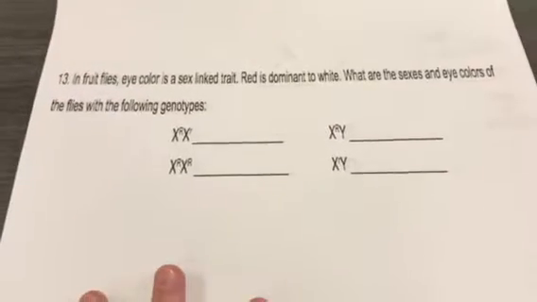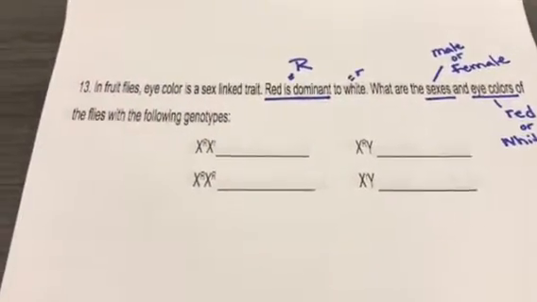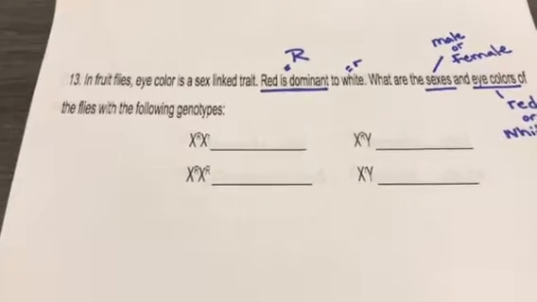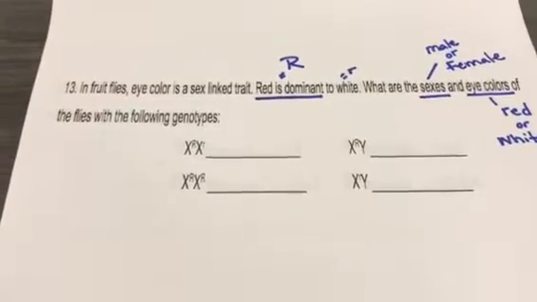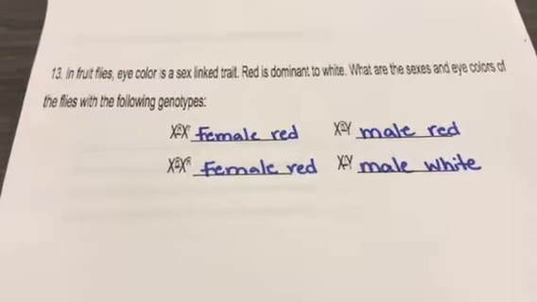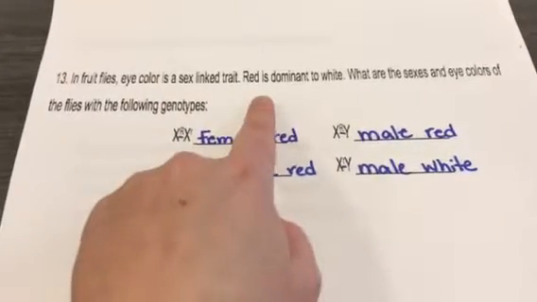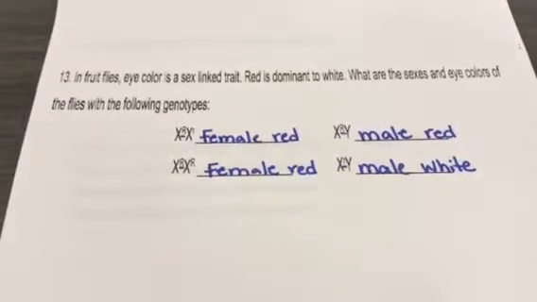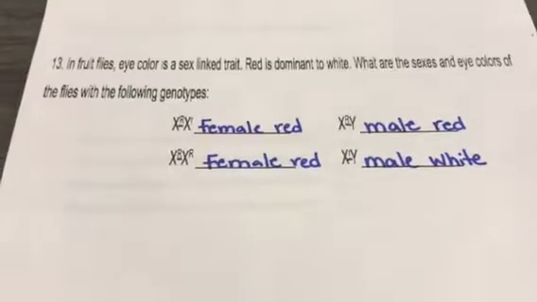For number 13, sex-linked traits with fruit flies. Again, we see that red is dominant to white, so we assign the letter R. Question asks, what are the sexes and the eye color? Most of you missed the sexes or the gender. XX is female, XY is male. If they have a capital R attached to that X, then they are red-eyed. If they have a lowercase r attached to that X, they're white-eyed.